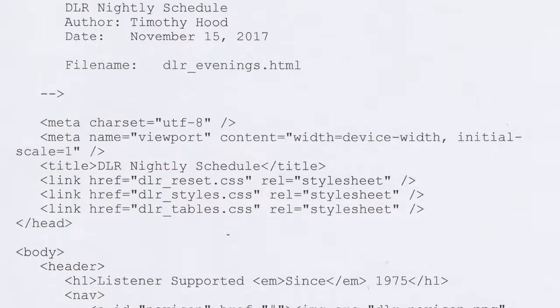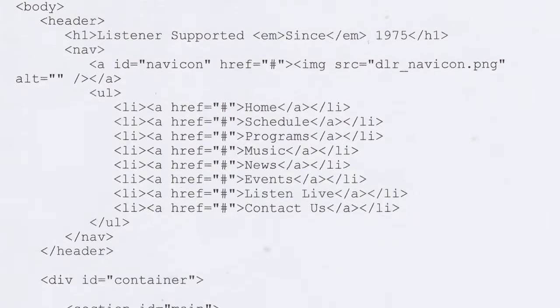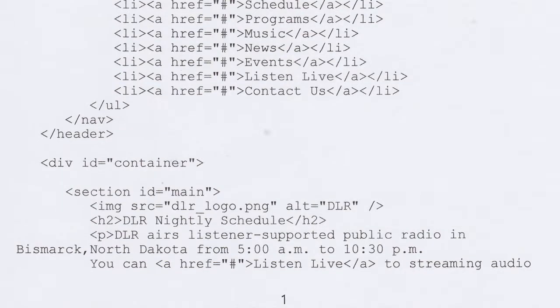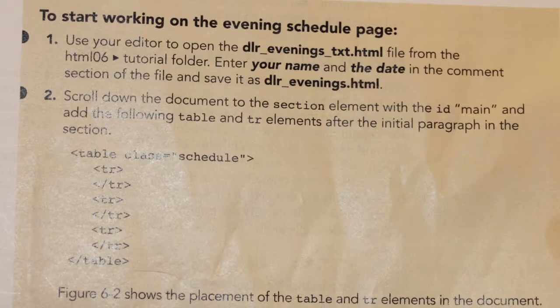that information in, the first thing we want to do is scroll down the document to the section element with the ID main, and we're going to add the following table and TR elements after the initial paragraph in this section, and that's one of the examples I'm showing you on screen now. That's on page 437.